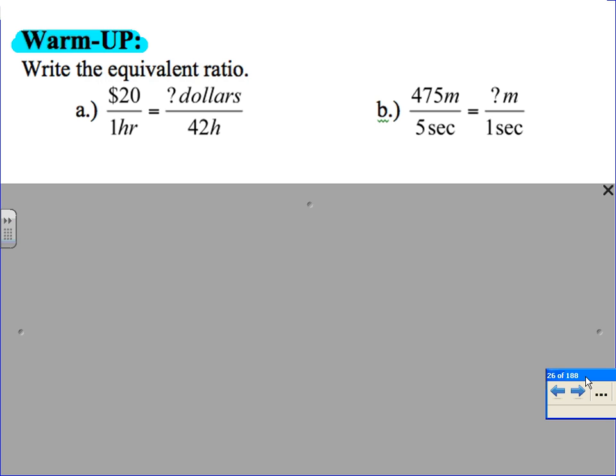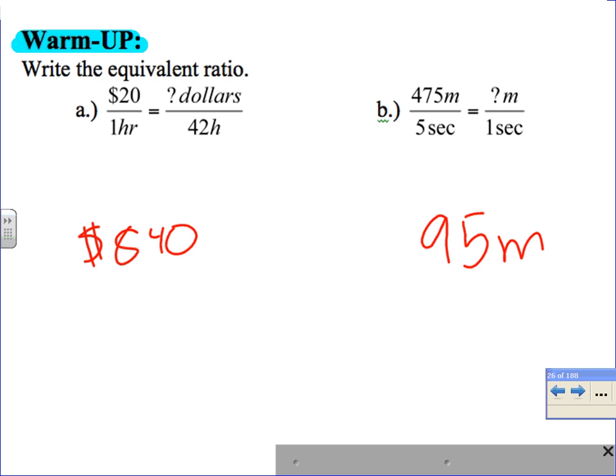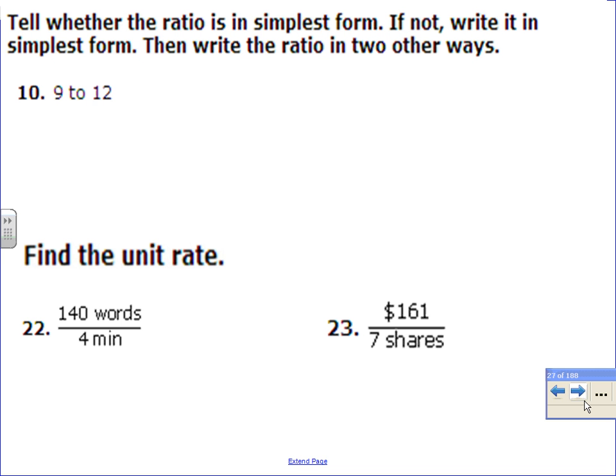Okay, Adam, what did you get for letter A? Good, $840. Charles, letter B? Good job, 95 meters. Questions on A or B? Okay, the second warm-up. I know these numbers were random. Justin, what'd you get for the first one? Say that again, 3/4 or?